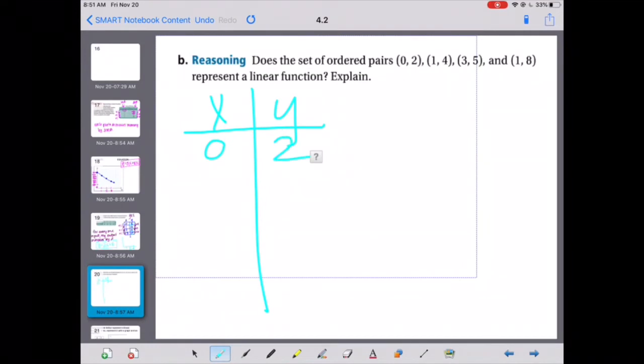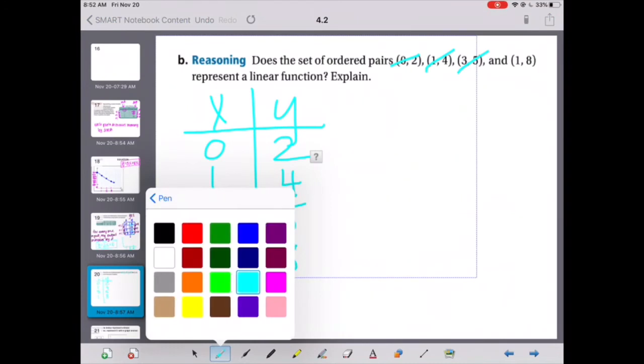Okay, does this set of ordered pairs represent a linear function? And explain. For me to see it, I like to put it into a table. Okay, so my first ordered pair, my x is 0, my y is 2. Second ordered pair, 1 and 4, 3 and 5, 1 and 8.